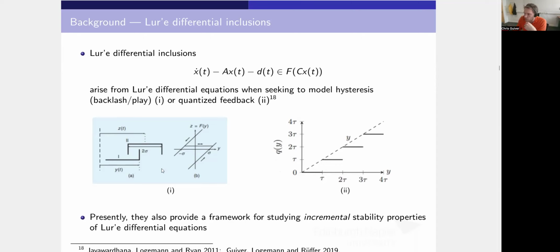And I'll talk about diagram one. This is a diagram arising from two mechanical components moving relative to one another. An example of this is like two gears. And the backlash or play phenomenon is, of course, where the position of one and its history affects the position of the other. So Lur'e inclusions arise in, for example, these two frameworks. And as I've already said, they also provide a framework for studying incremental stability properties of Lur'e differential equations, sorry.